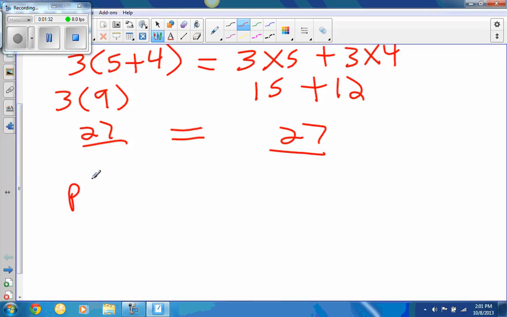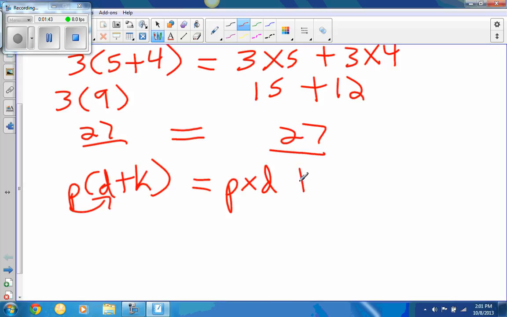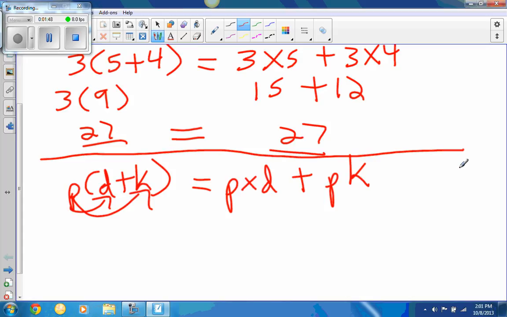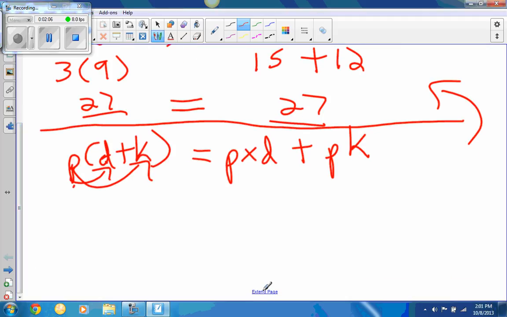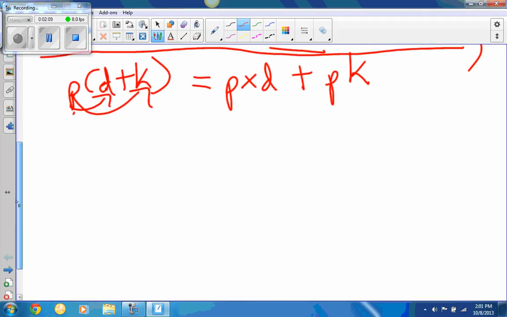Here's another example. Let's say I just had letters: P times D plus K. You're going to multiply whatever's on the outside times everything on the inside. So you'd have P times D, and you have to add that to P times K. It's the same concept as we just did up here, but it's just letters. Whatever is out here has to be multiplied times each thing. So if I had 4 things on the inside of the parentheses, I would multiply whatever is out here times 4 different things. And you have to be very careful if it says plus or minus, because that's going to change whether it's positives or negatives.